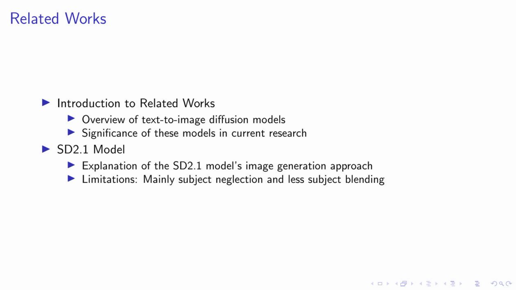Now let's delve into one such model, SD 2.1. This model uses a unique approach to generate images from text. However, it's not without its limitations. The most significant issue with SD 2.1 is subject neglect, where not all subjects described in the input text are present in the resulting image. It also suffers from subject blending to a lesser extent, where subjects are blended into other subjects, creating a confusing image. In the next slides, we'll explore more models and their unique challenges, as well as our proposed solutions to these issues. Stay tuned.